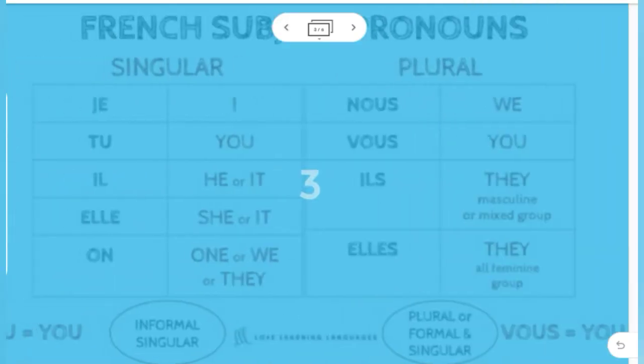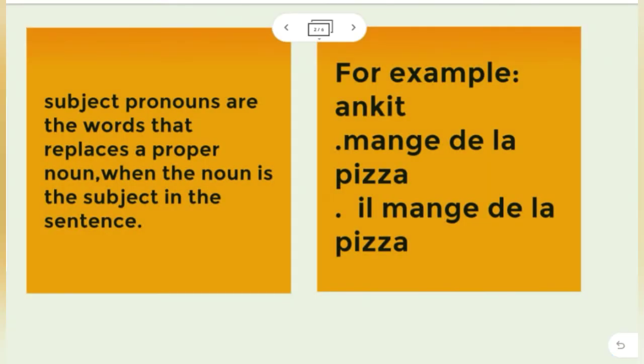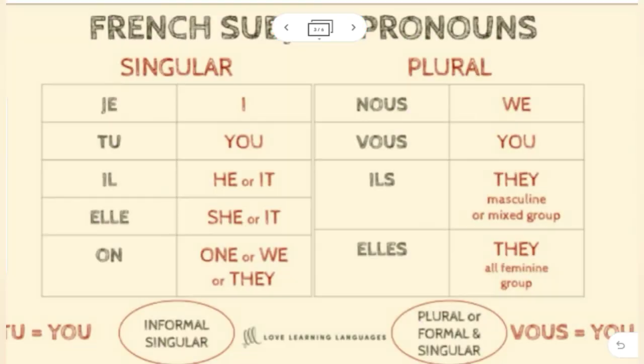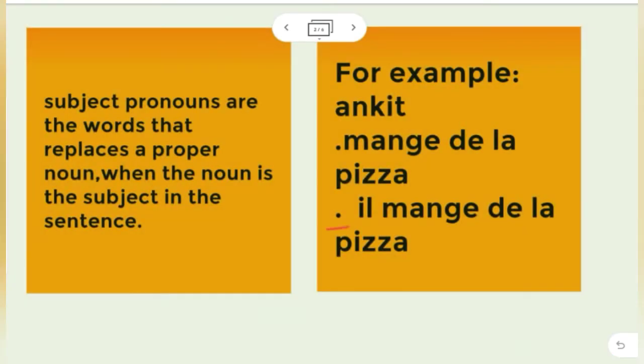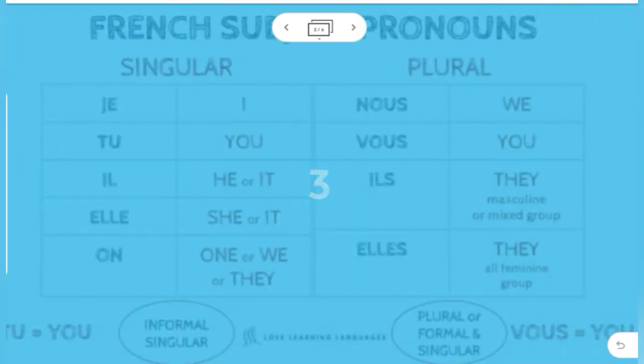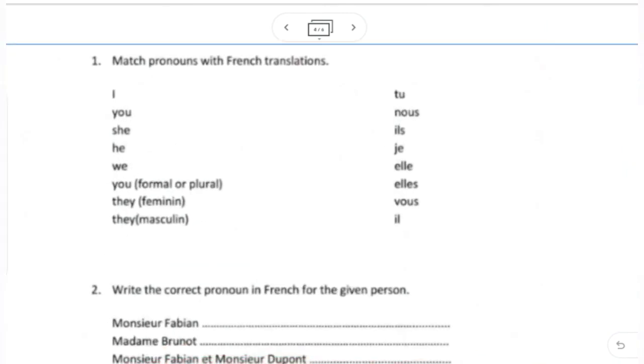So the last reference example we took, that is Ankit mange de la pizza. Ankit is our subject in the sentence, and so we'll be replacing the subject by a subject pronoun. And for reference, we can use he. Of course, Ankit is masculine, singular. So for that purpose, we'll be using il. Il mange de la pizza. Then we will be looking at match the following.